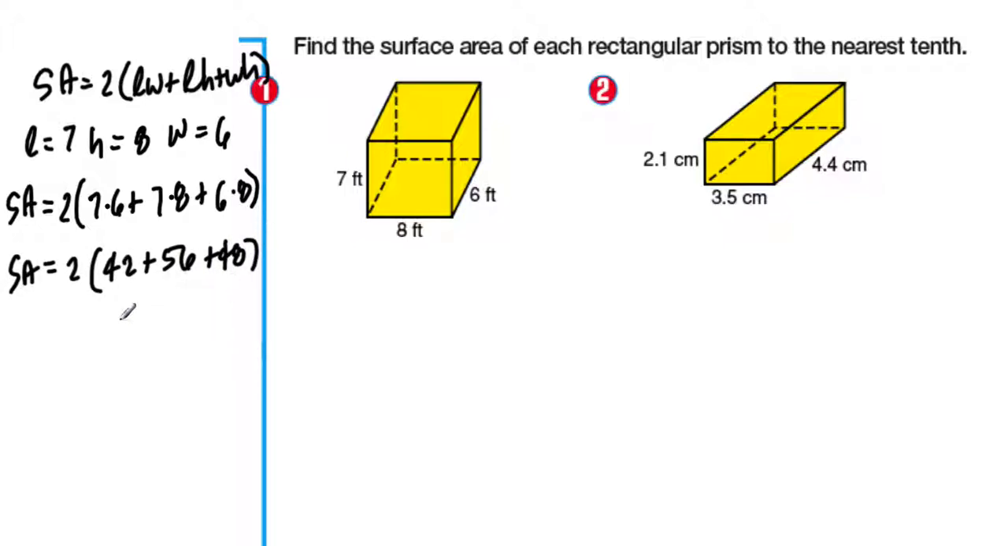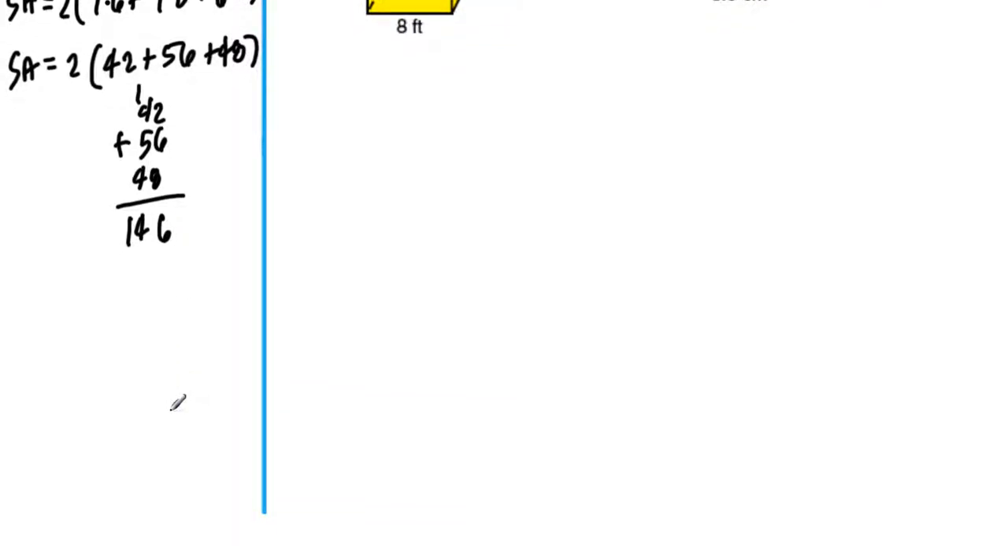Then we simply add 42 plus 56 plus 48. Do it here. 42 plus 56 plus 48. Add them all up. That is 16. Carry 1, 10, 14. So 146. So surface area now is equal to 2 times 146, and 2 times 146 is 292.